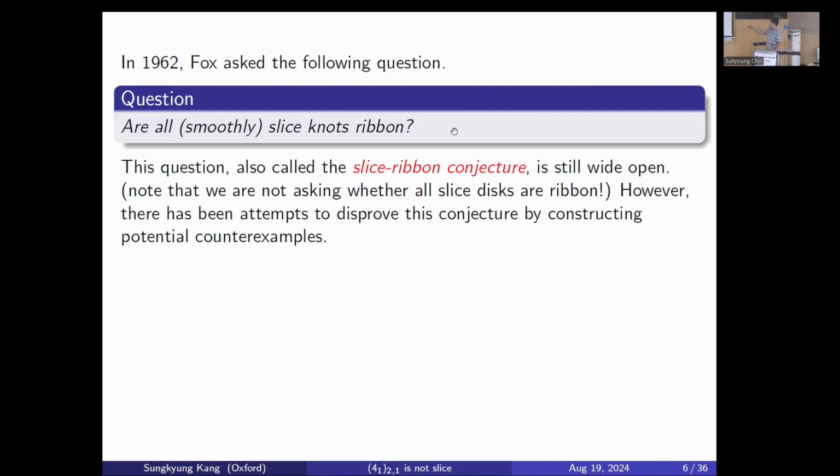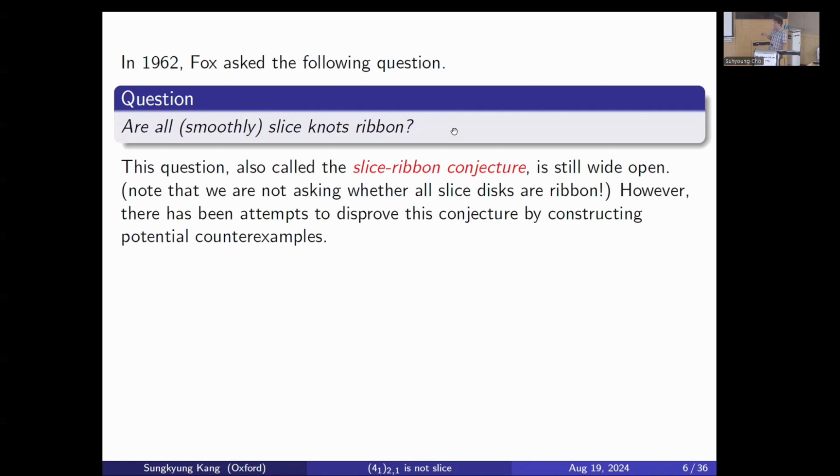The one confusing point here is that we're actually not asking whether all slice disks are ribbon. Of course, not all slice disks are ribbon. It's very easy to construct a counterexample. Take a very complicated 2-knot and puncture it. It becomes a slice disk of an unknot, which is not ribbon. But instead, we're asking whether, if a knot bounds any slice disk, it actually bounds another disk which is ribbon. That's why this question is hard, and partially why it's still very open.